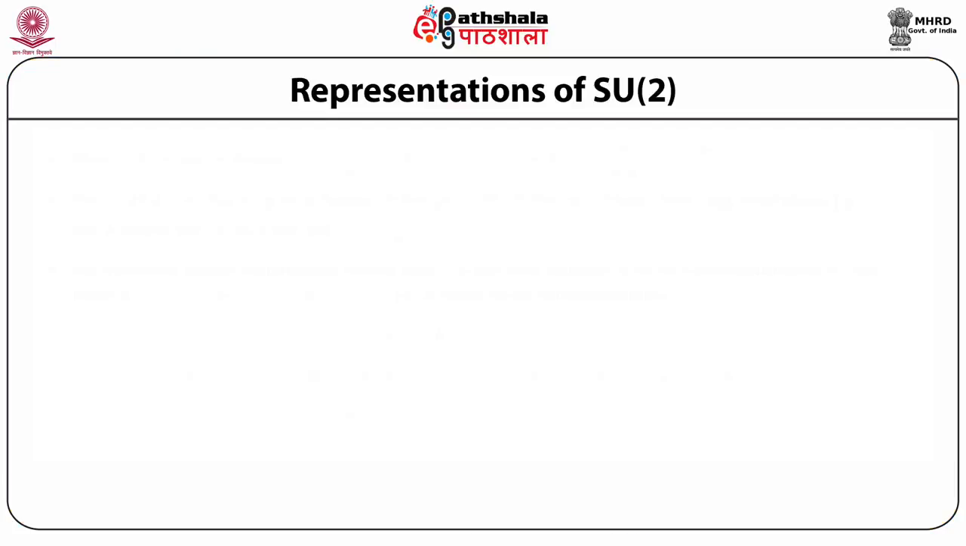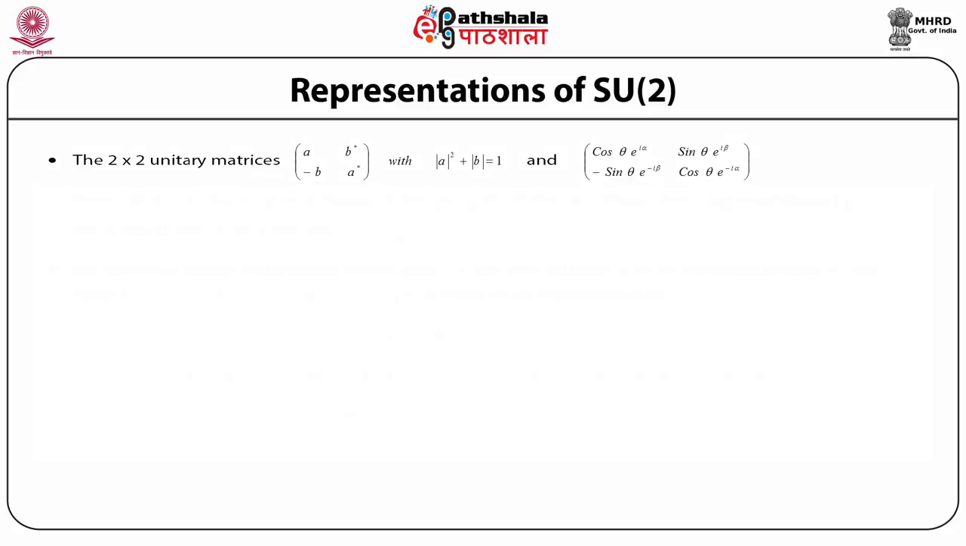We are now in a position to construct the representations of the group SU2. A general 2x2 unitary matrix can be written in the form A, B star, minus B and A star, where A and B are complex numbers with the condition that mod A square plus mod B square is equal to 1. Notice that this matrix has three independent parameters. We could also write this most general unitary matrix as cosine theta e to the power i alpha, sine theta e to the power i beta in the first row, and minus sine theta e to the power minus i beta and cosine theta e to the power minus i alpha in the second row. This representation also has three parameters, theta, alpha and beta.